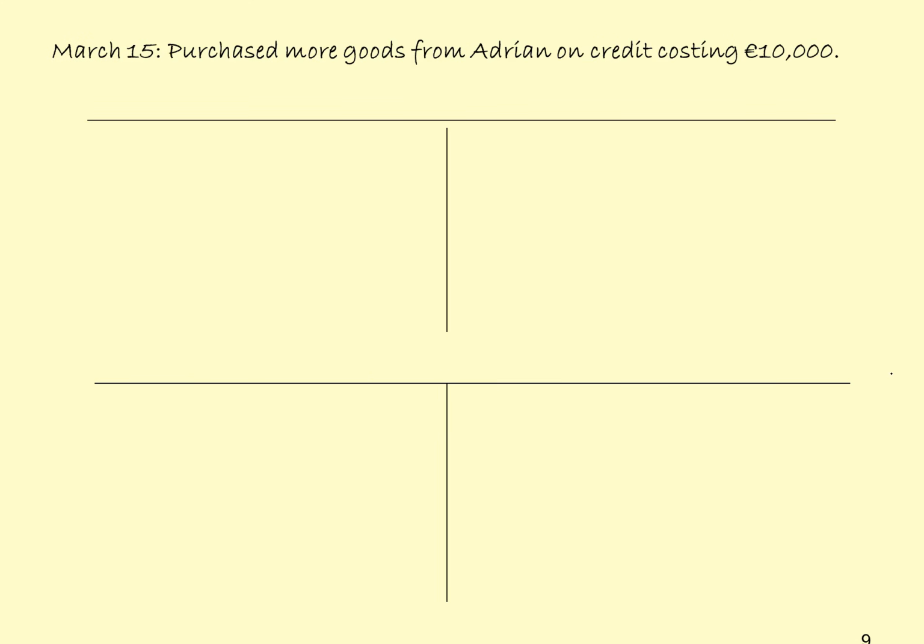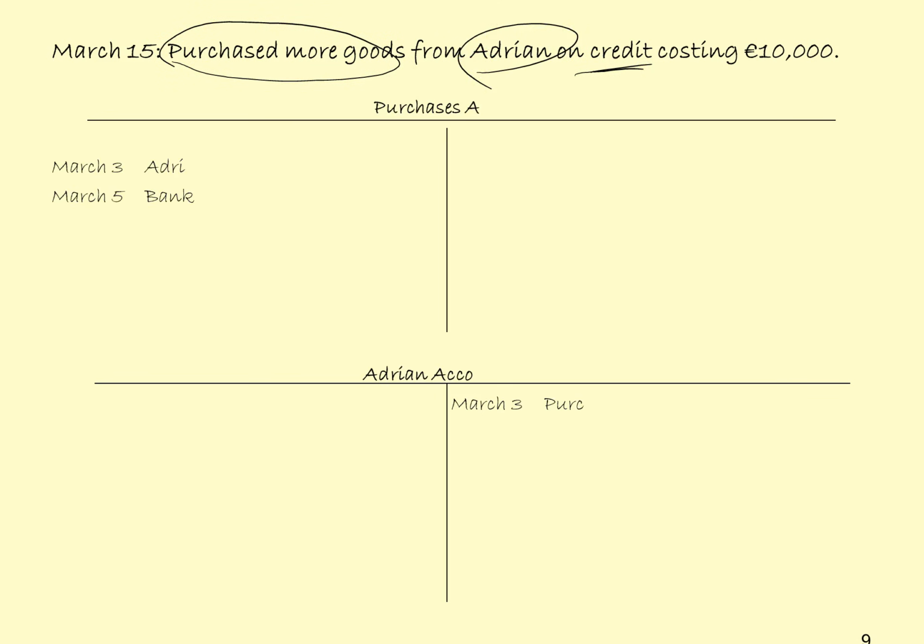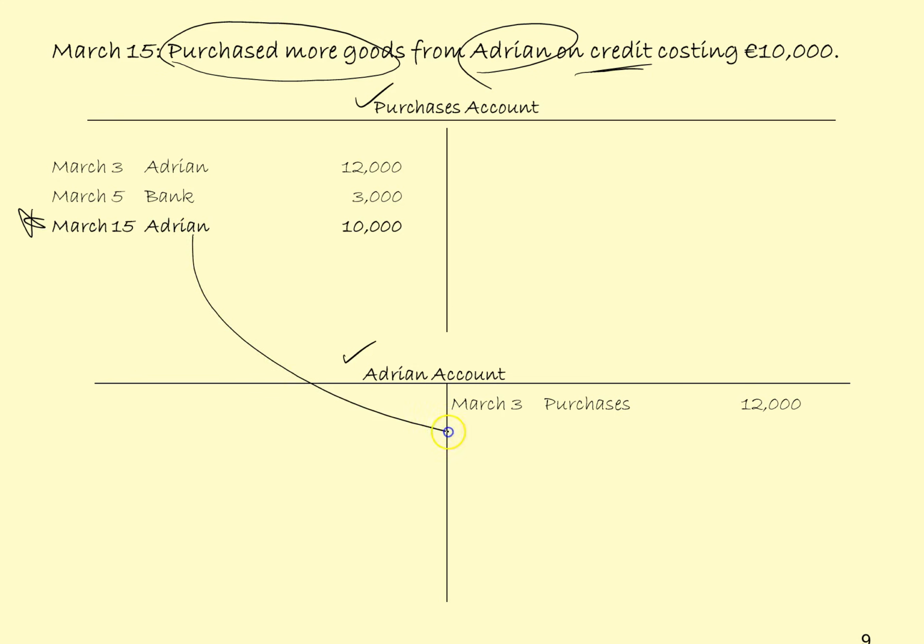March the 15th, purchased more goods from Adrian on credit costing 10,000. So purchasing goods, that's our purchase account. On credit, no money changed hands, so we have Adrian. Now we have both those accounts. If you look up, you see you have a purchase account with 2 transactions on it, and an Adrian account with a transaction from March the 3rd. So we're now going to fill in here, March the 15th, Adrian 10,000, and the double entry will be down here, March the 15th, purchases 10,000.